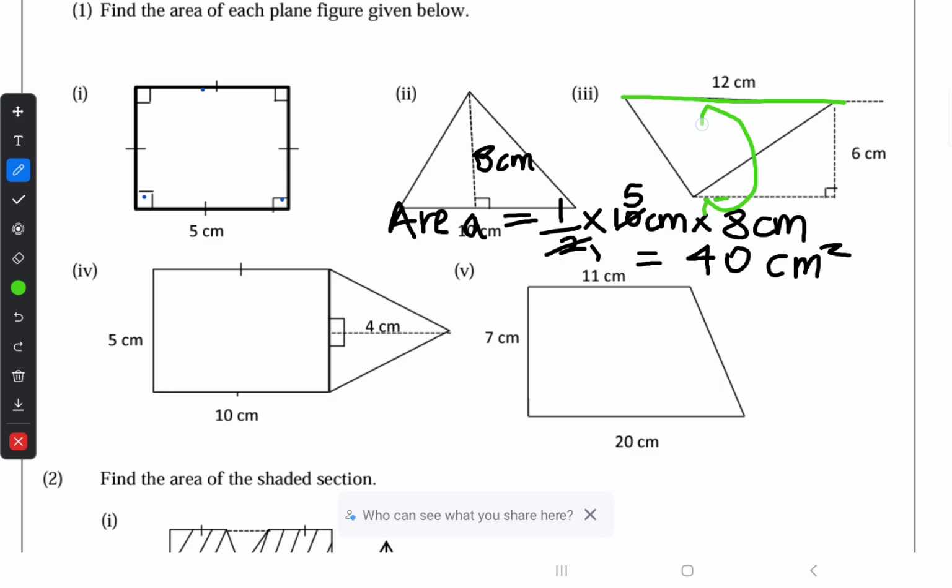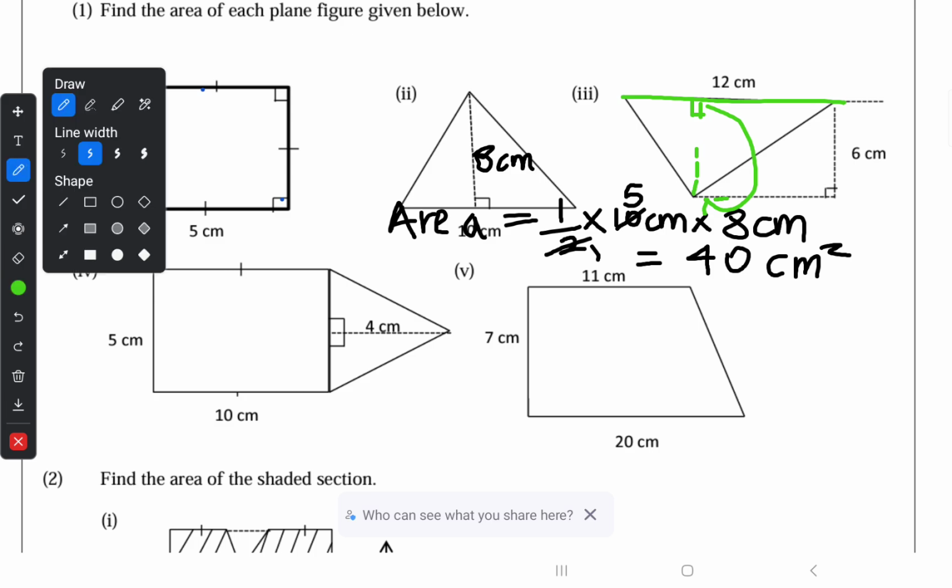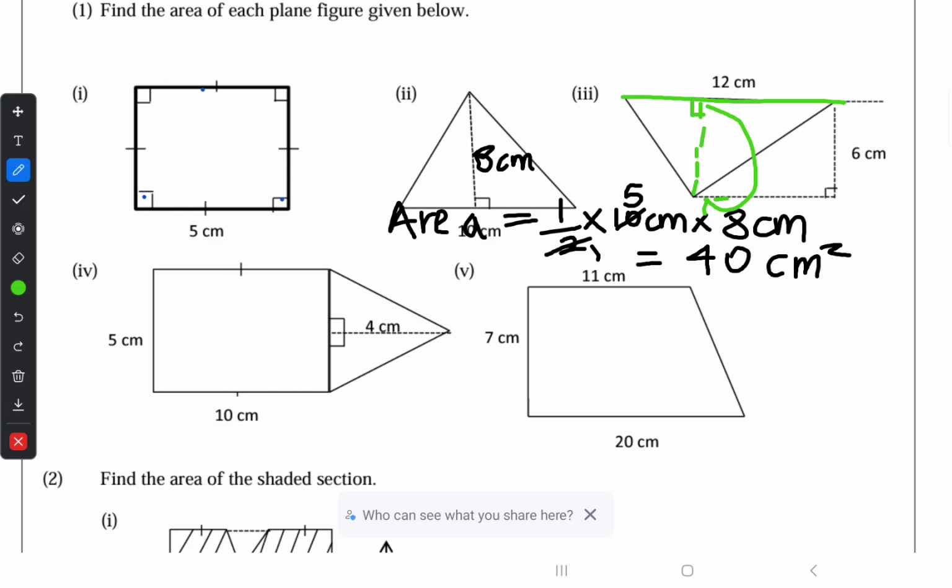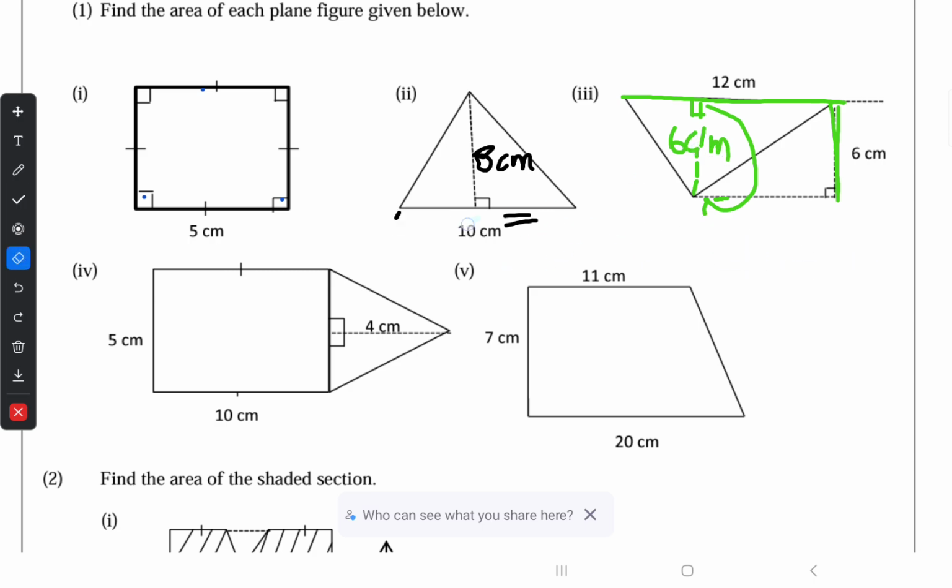When we draw a dotted line from the opposite vertex to the base, this is our perpendicular height. When you look at this picture, you can see the exact perpendicular height here. So we can consider the perpendicular height as 6 centimeters.